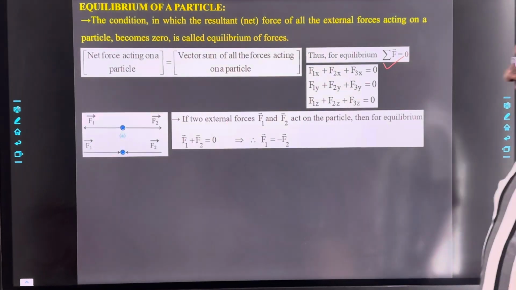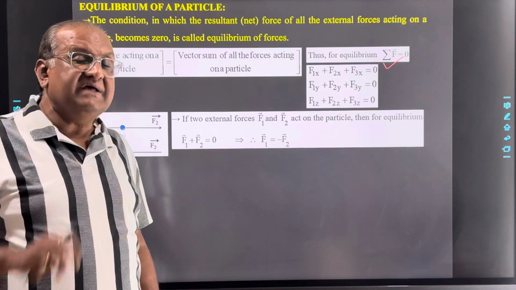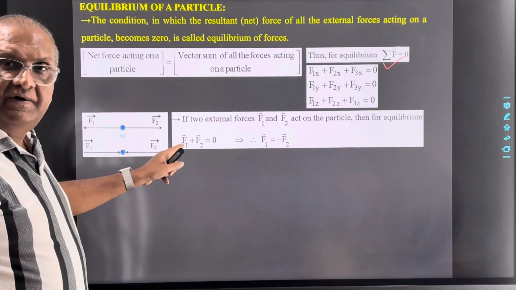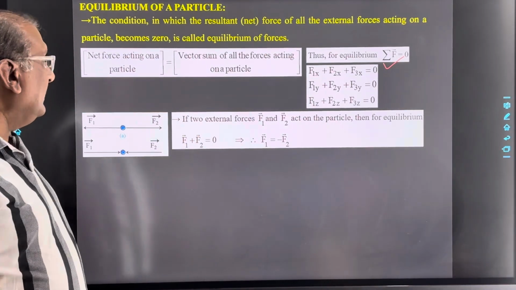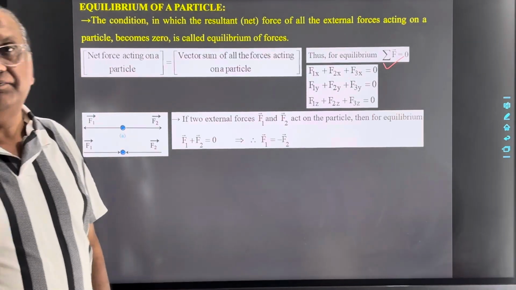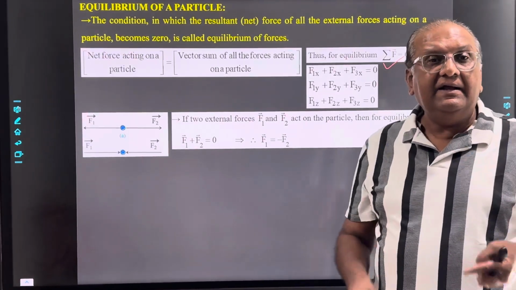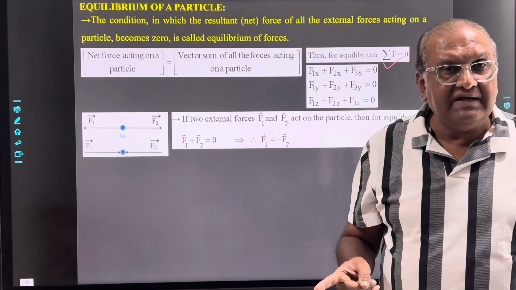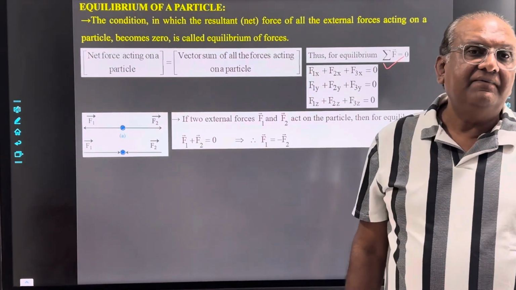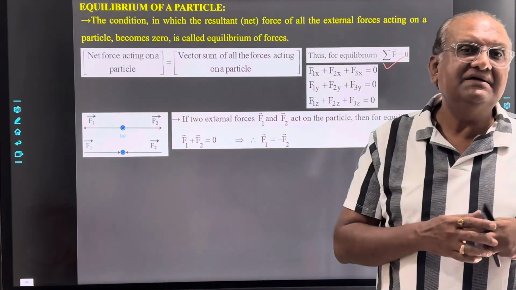Now suppose we think about two forces acting on a particle, F1 and F2. When two forces are acting on a particle, what will be the condition for equilibrium? The vector summation of F1 and F2 should be equal to 0. It implies that F1 plus F2 equals 0, so we can write mathematically F1 equals minus F2. So in other words, when two forces are acting on a particle, and these two forces are equal in magnitude and opposite in direction, as shown in this figure, then and only then there will be equilibrium of the particle, because in that case the net force acting on the particle will be 0.